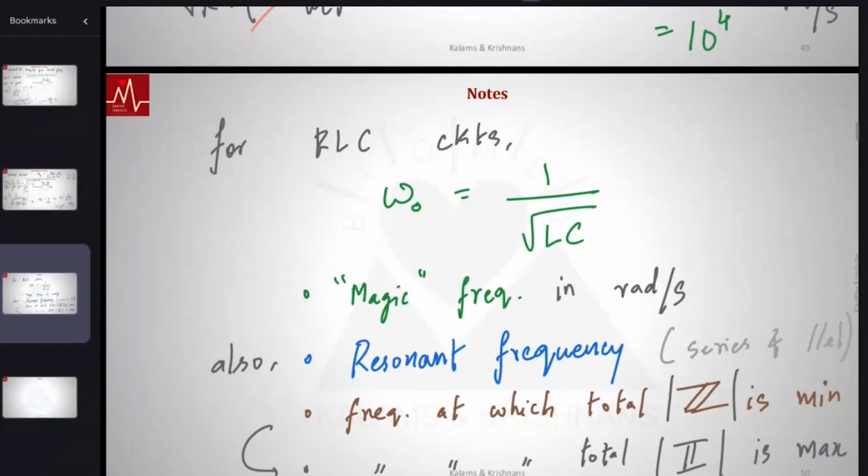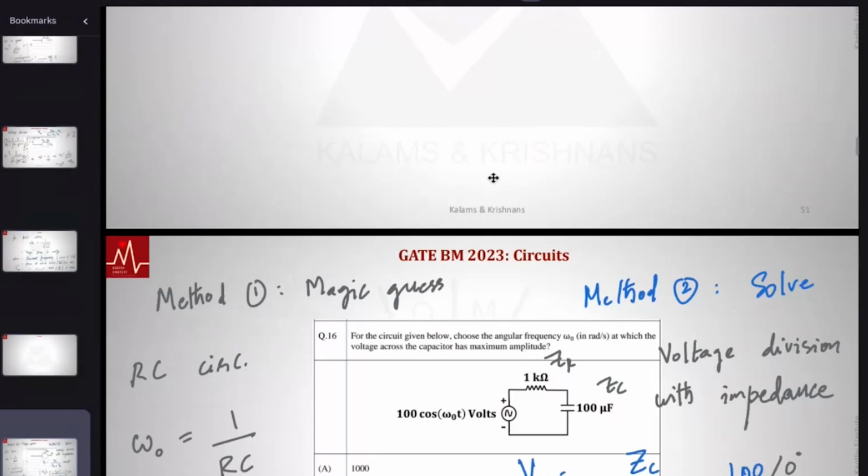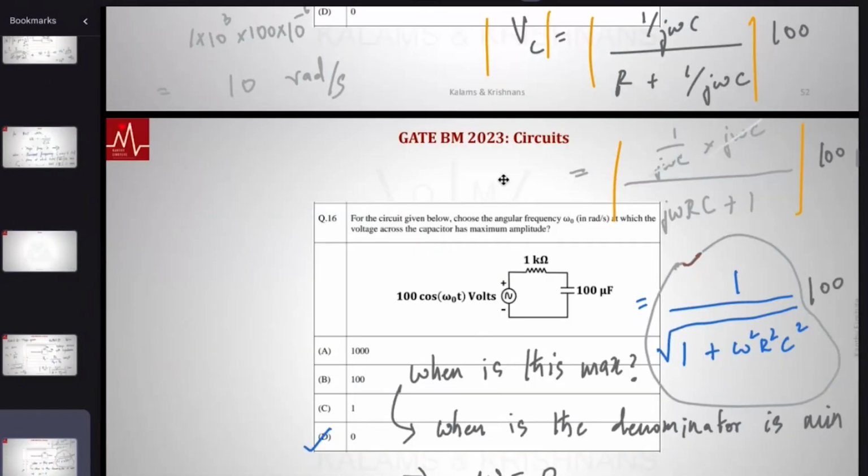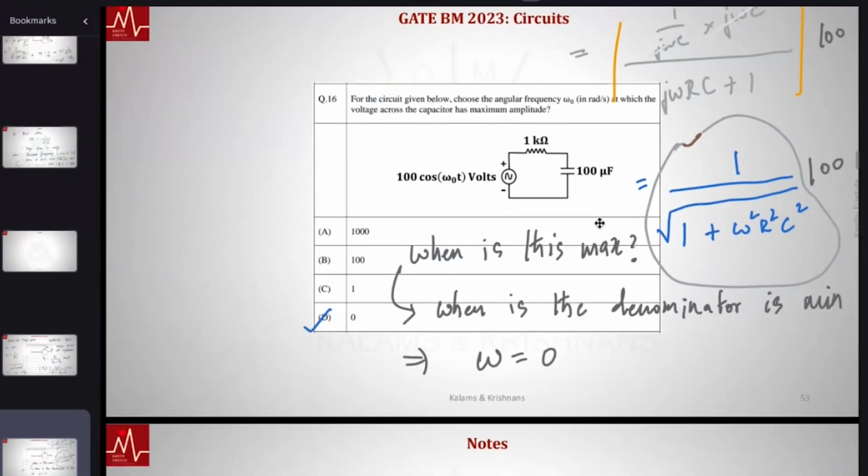Notice I already put that over here, right? Frequency at which total impedance is minimum, or equivalently frequency at which total current in the circuit is maximum. Current drawn from the source. Okay, great question and a fair question, okay? And that's the answer. Let's move on.